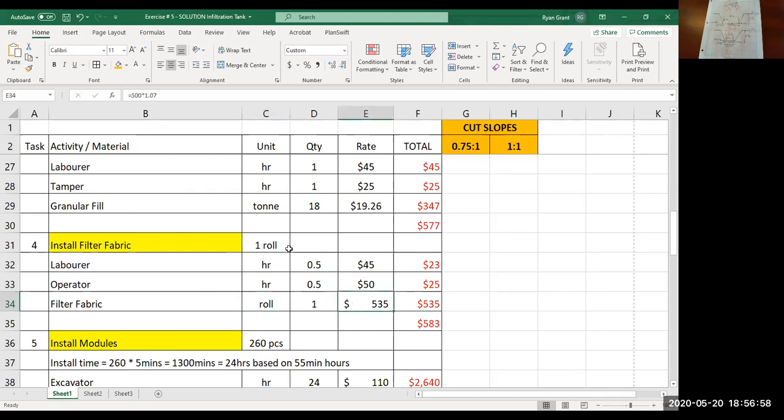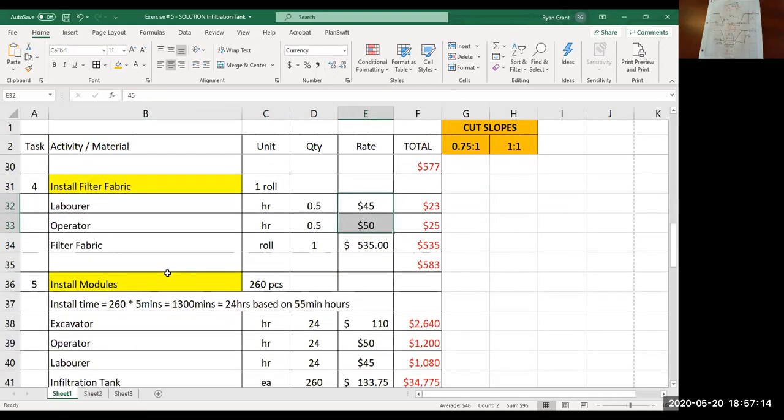Again, your cost per roll, so you were given $500 per roll. Again, I've multiplied by 1.07 to add the PST tax. Works out to $535 per roll. There are my hourly rates. So down to the modules.